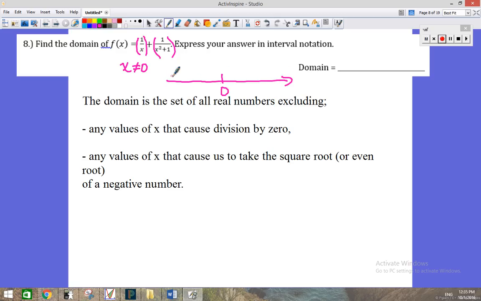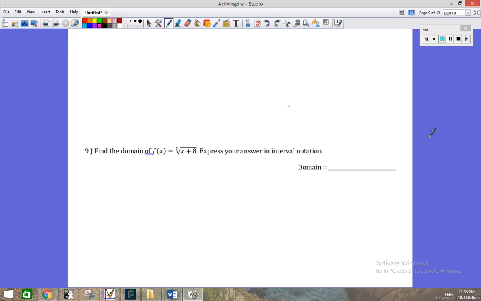If I exclude 0 and I keep everything else, I need to describe this set of numbers using interval notation. So the arrow on the left is negative infinity, and we go from negative infinity up to 0. We have to exclude 0, so it's an open parenthesis, or our values from 0 to positive infinity. Pick any x's that are in either one of these intervals, and guaranteed you'll get a y value. That's our final answer for the domain for problem number 8.